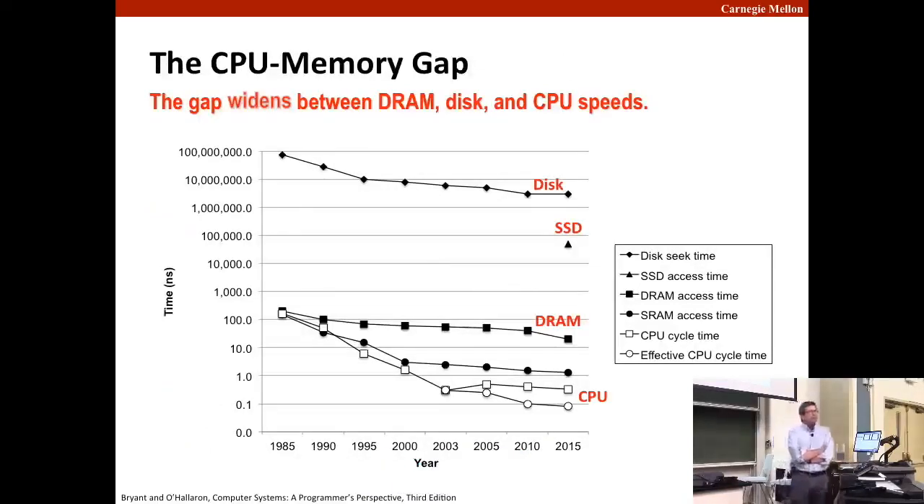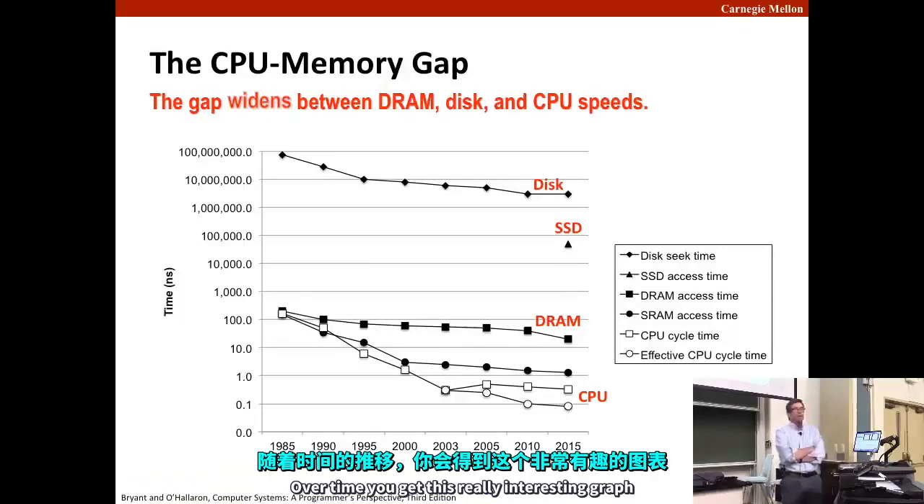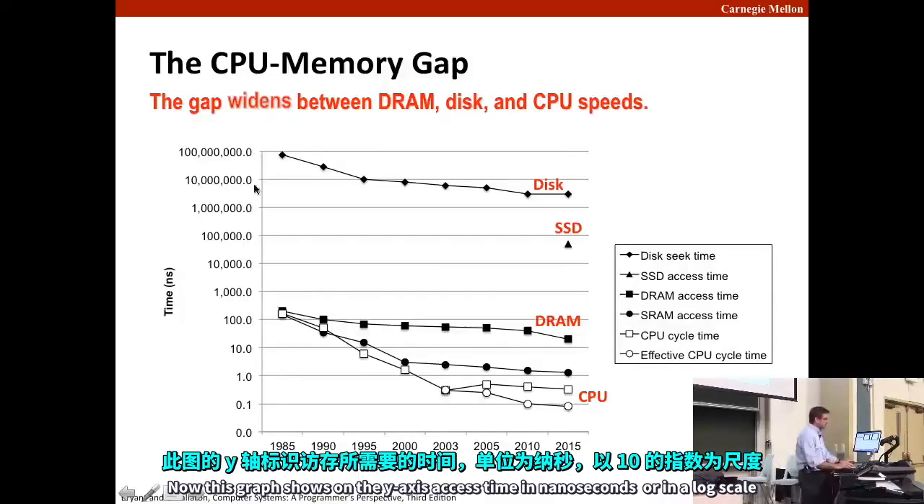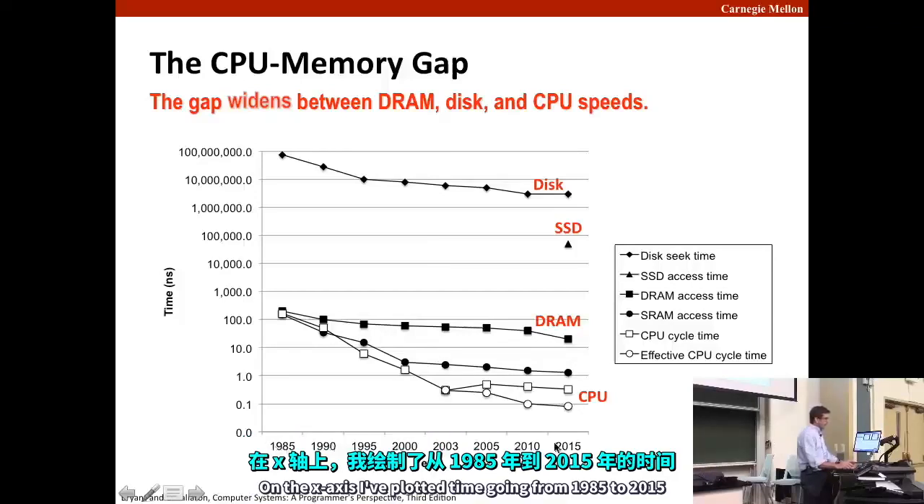Now, if you look at the performance characteristics of these different storage devices relative to the CPU over time, you get this really interesting graph. This graph shows on the y-axis access time in nanoseconds on a log scale. Each change in units, like from 1,000 to 10,000, represents an order of magnitude difference in access time. On the x-axis, I've plotted time going from 1985 to 2015.